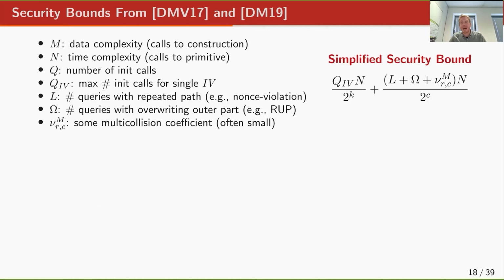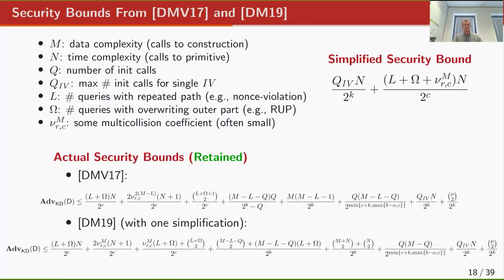And the reason is that the bound is not actually this. This is an extremely simplified bound. The real bounds are these. And they scare a bit because you see this N, you see the M, you see the Q, you see the L, you see the omega. There is still the multi-collision coefficient, so it's a complex bound. Even the one from 2019, I already simplified a bit. But the cool thing is that depending on the use case, many of these terms disappear. And to show you this, I will discuss 5 use cases, starting simple and then going a bit harder, to see the meaning of these bounds.